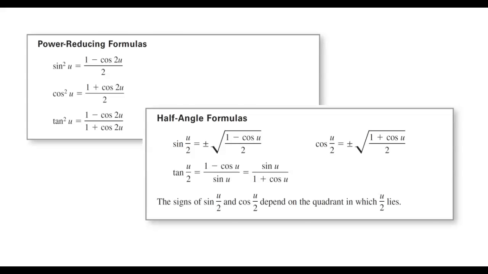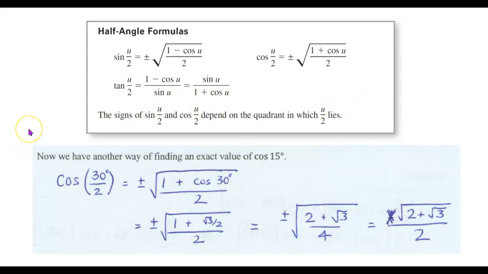So some examples using these formulas. One example is now we have another way of finding an exact value for something like the cosine of 15 degrees. One way to find that, like we looked at last time, was that 15 degrees is equal to 45 degrees minus 30 degrees, both of which we know exact values for. But another way we can deal with this is by thinking of 15 degrees as 30 degrees over 2, and we do know about 30 degrees and its cosine.